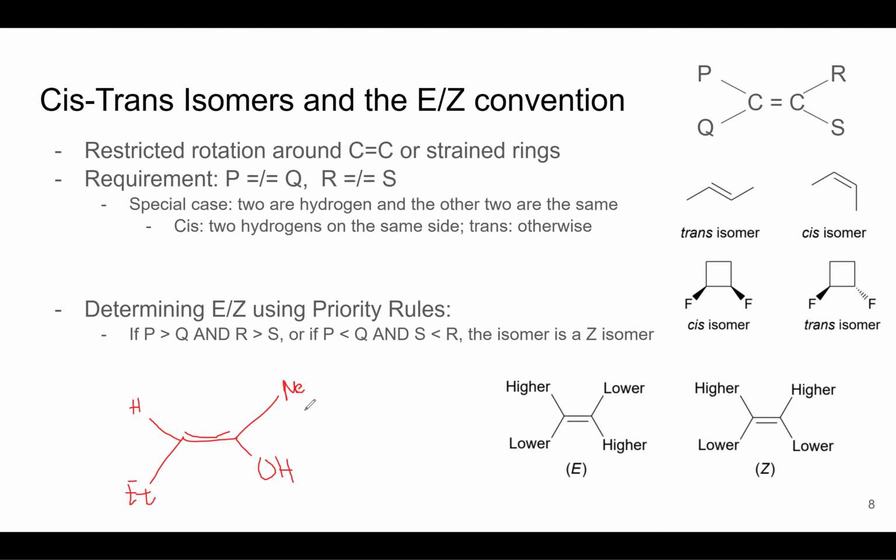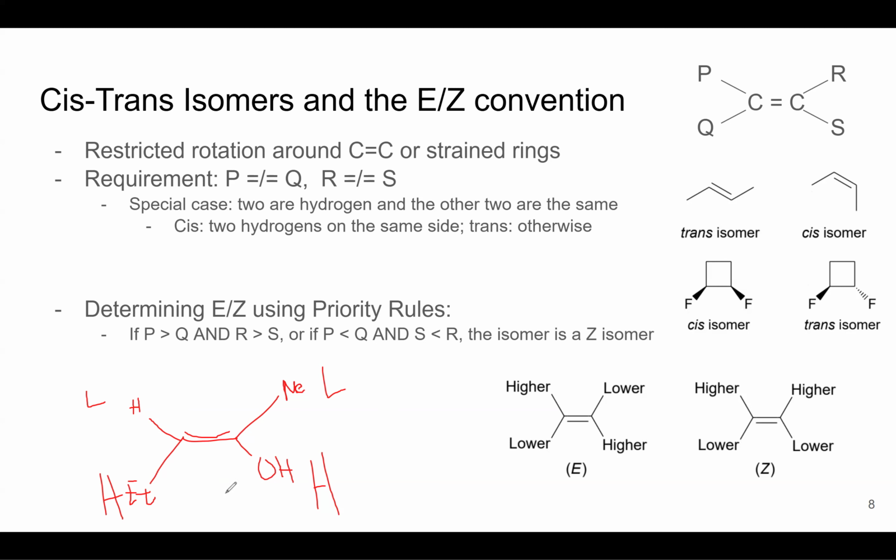So in this case, methyl means carbon, right? Carbon is of a lower priority than oxygen because oxygen is heavier. So this is a higher priority and this is a lower priority. Then comparing ethyl, it starts with a carbon, right? Because this carbon is connected to another carbon in the ethyl group. Then carbon is of a higher priority than hydrogen. So here, this is the higher priority and this is a lower priority.